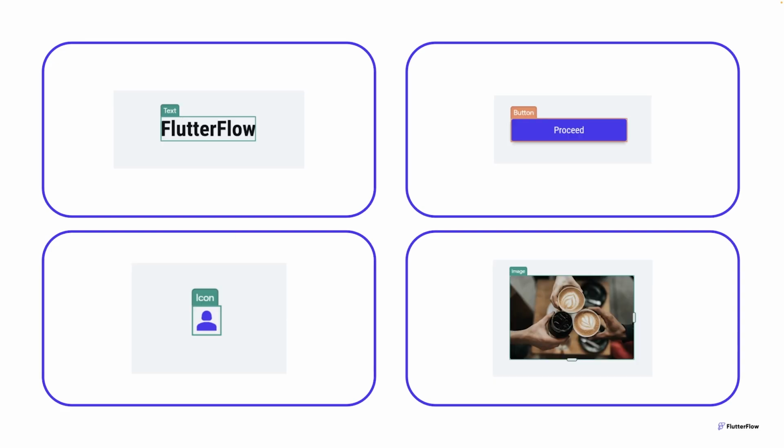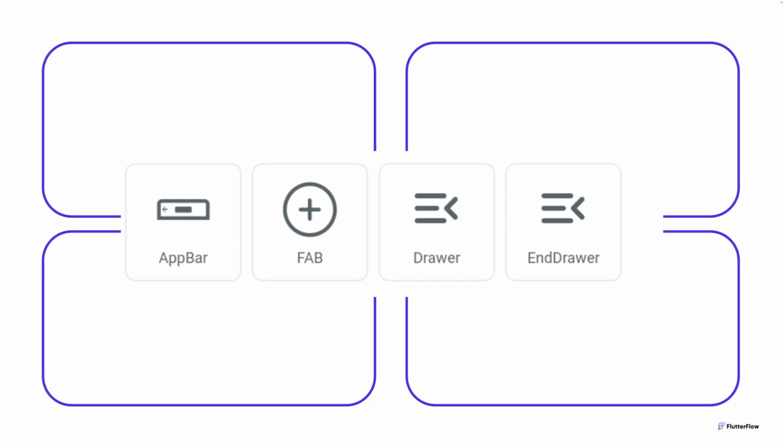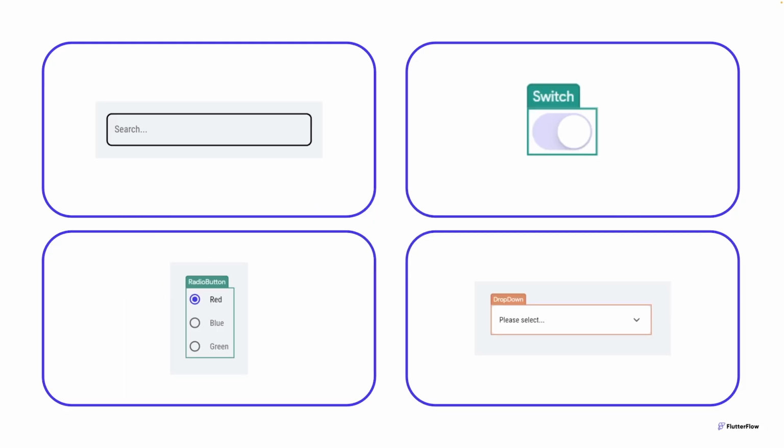Then the base elements. Base elements are the fundamental building blocks for creating the visual and interactive elements of your app. In FlutterFlow, the page elements category is essential for structuring pages and facilitating navigation throughout the app. And finally, form elements. Form elements are widgets specifically used for creating forms where users can enter data.